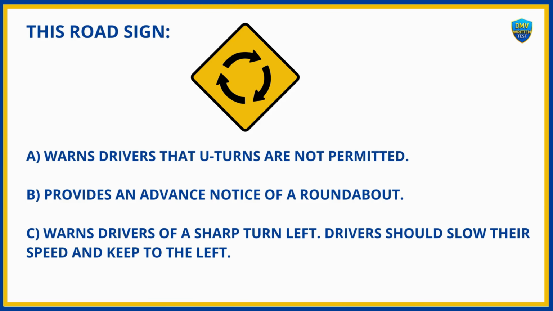This road sign A. Warns drivers that U-turns are not permitted. B. Provides an advance notice of a roundabout. C. Warns drivers of a sharp turn left. Drivers should slow their speed and keep to the left. And the answer is B. Provides an advance notice of a roundabout.